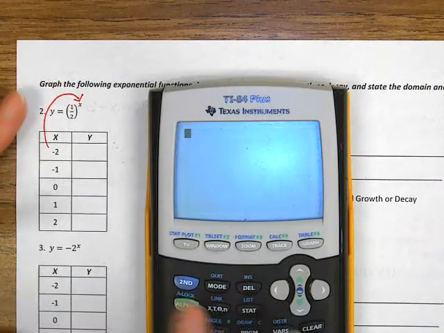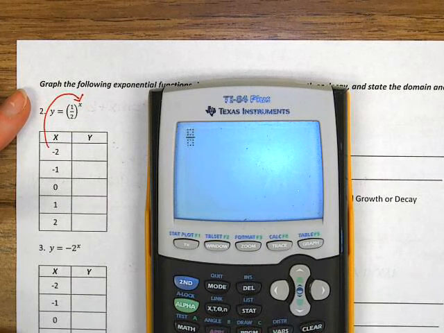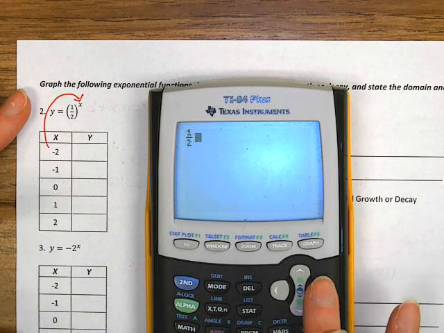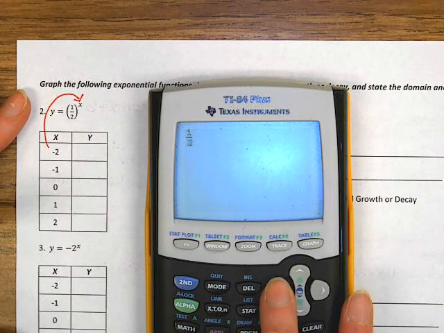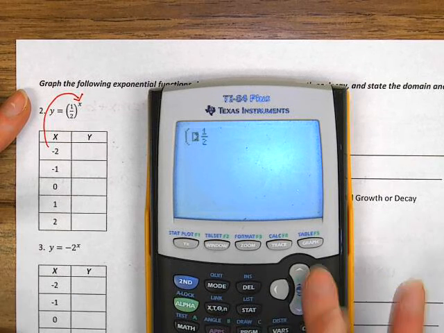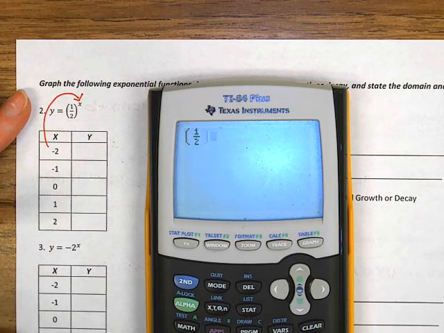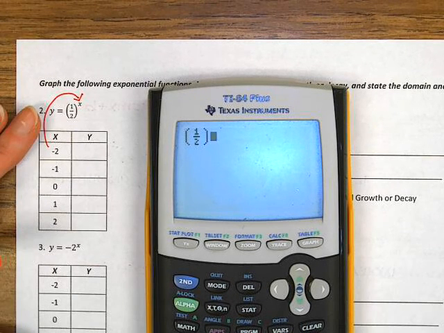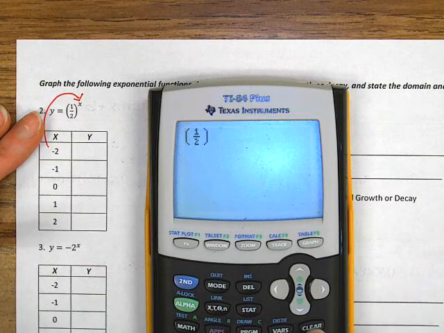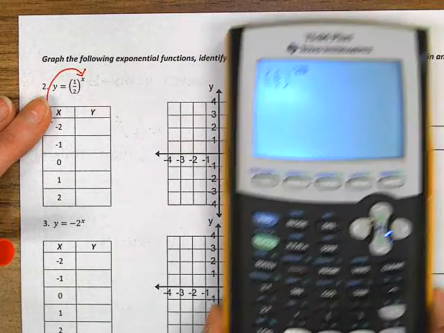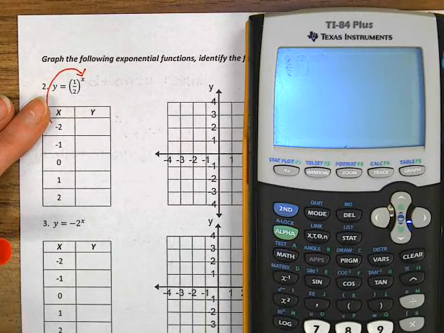All right, so we're going to have the fraction of 1/2, and I should have maybe put it in parentheses. Okay, so we want to raise 1/2 caret negative 2. So we're going to raise 1/2 to the negative 2 power, and you guys will get 4.